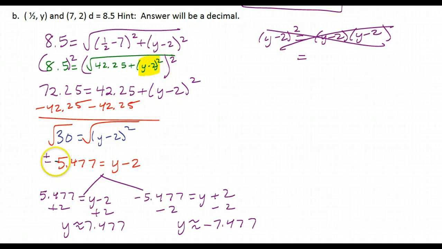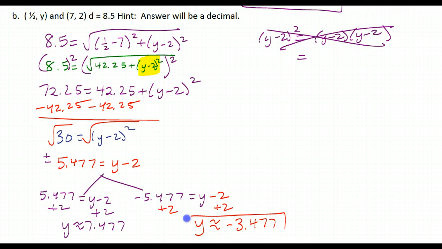And then remember, when you square root, you get 2 answers, so I got to try to find both answers. And you know what? I just did something wrong. I knew that seemed a little funky. Okay, I was supposed to do plus 2 plus 2, so the other answer is actually y equals negative 3.477. Good, that sounds better.